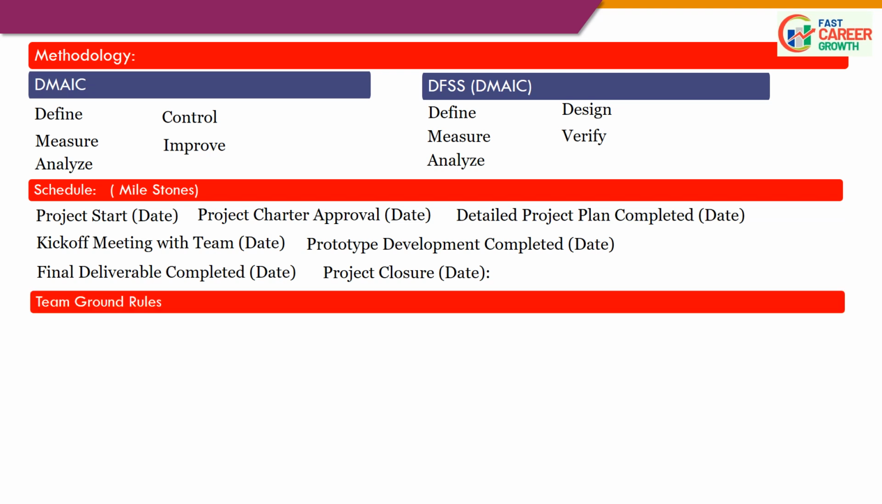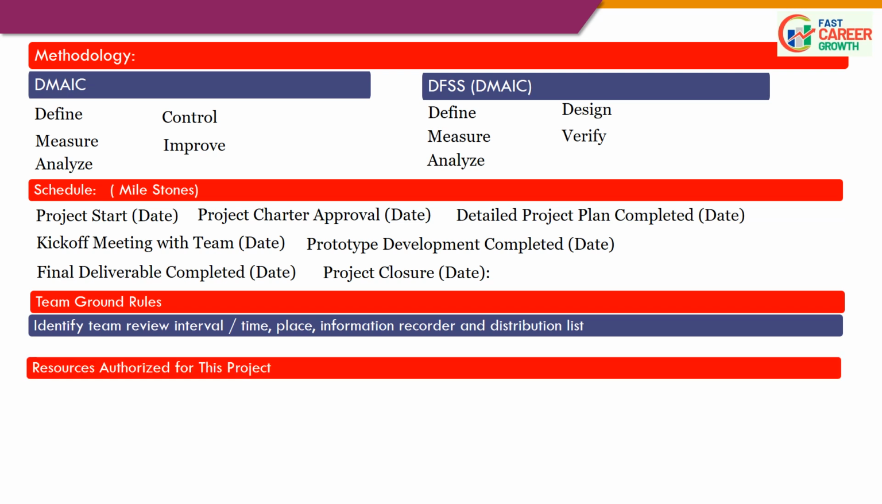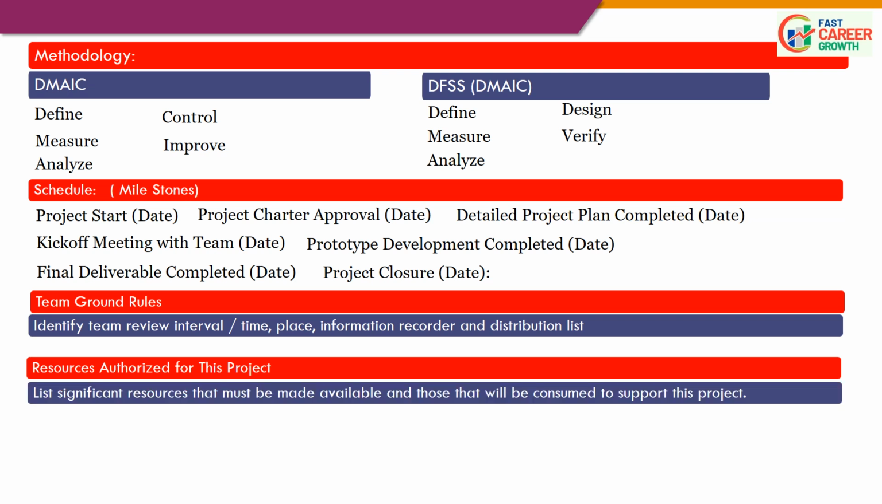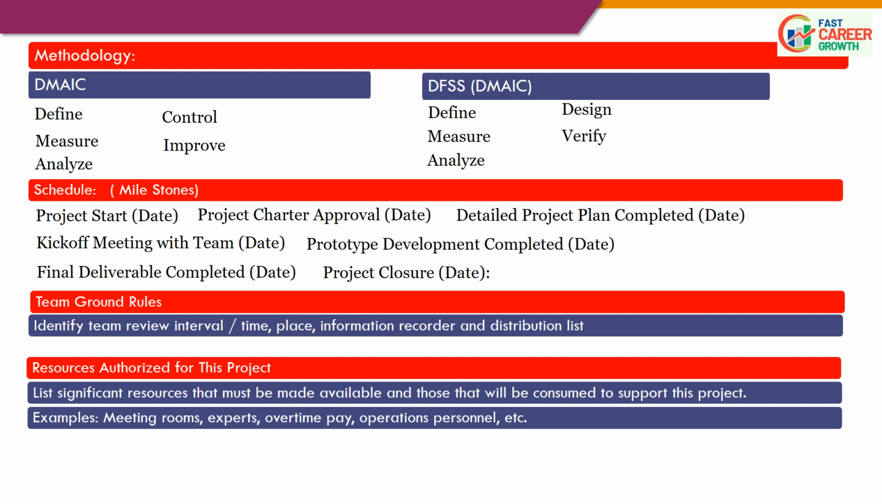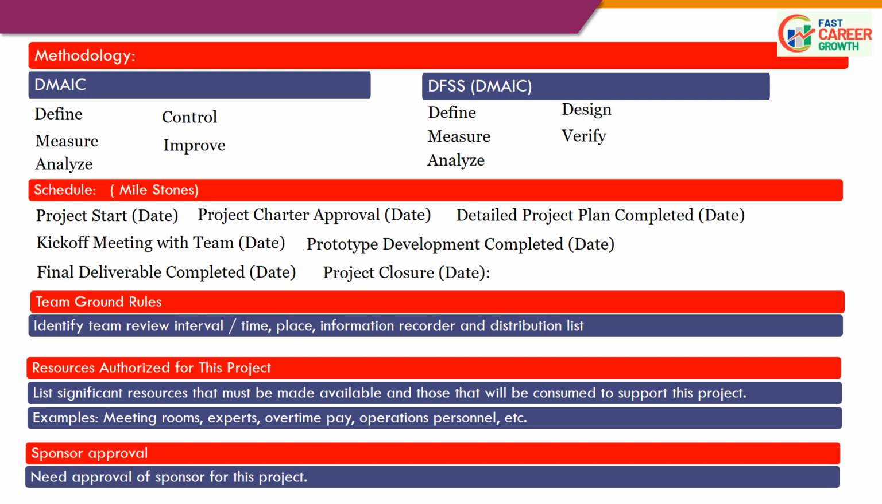Then, team ground rules. Identify team review interval or time, place, information recorder and distribution list. Resources authorized for this project. List significant resources that must be made available and those that will be consumed to support this project. Examples: meeting rooms, experts, overtime pay, operations personnel, etc. Sponsor approval. Need approval of sponsor for this project.